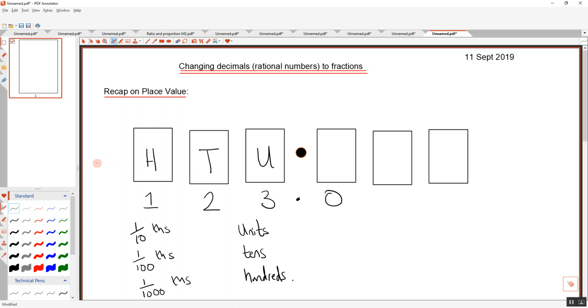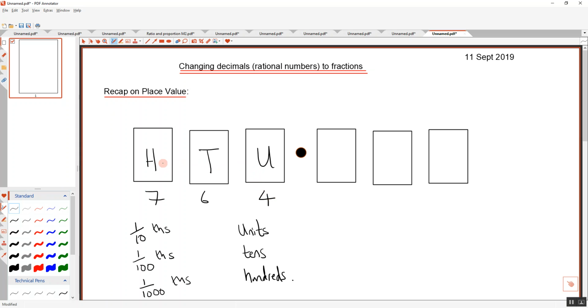What would be the next one over here? 1,000. Thousands. So these are our big numbers. Let me give you a number. How many groups of 10 do I have in that number, Heather? I've got 6 groups of 10. How many units do I have, Ryan? 4.